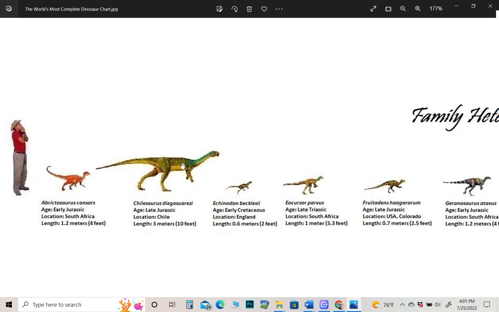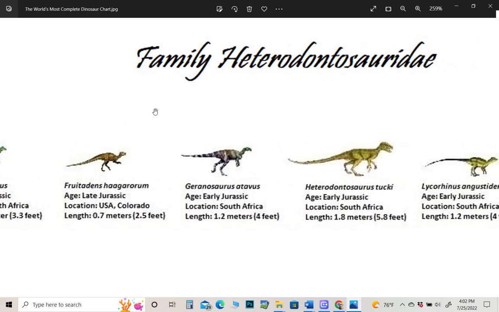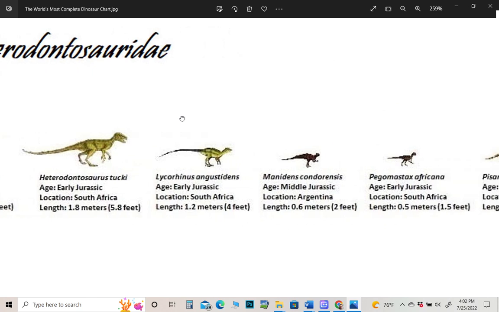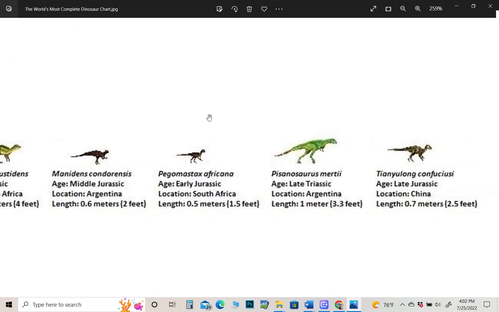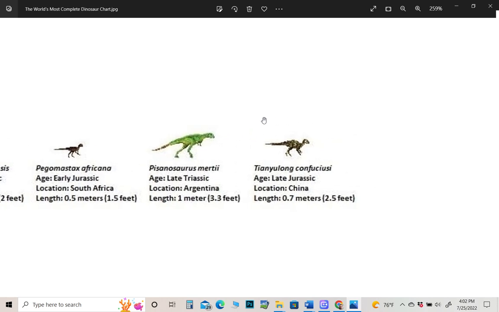This actually has some weird connections to, it seems to connect theropods and ornithopods, believe it or not, though it has some traits that are common to sauropods as well, which makes it a very weird dinosaur. Echinodon, Eocursor, Frutidens, Gonansaurus, Heterodontosaurus, Lycorhinus, Manidens, Pegomastix, and then Pisanosaurus, which is either the very first ornithopod, but it could also be a silosaur. Then there's some people who think that the silosaurs actually are early ornithopods, and so in which case it would kind of upset the chart, in which case silosaurs would also be dinosaurs, and everything would have evolved from ornithischians, which is kind of interesting.